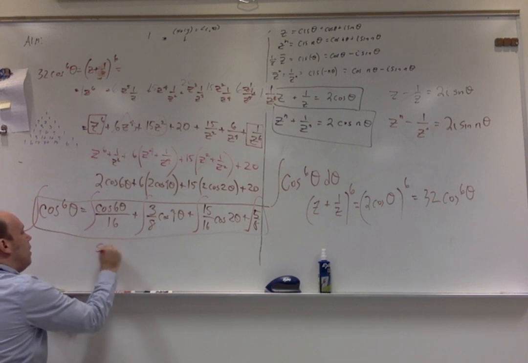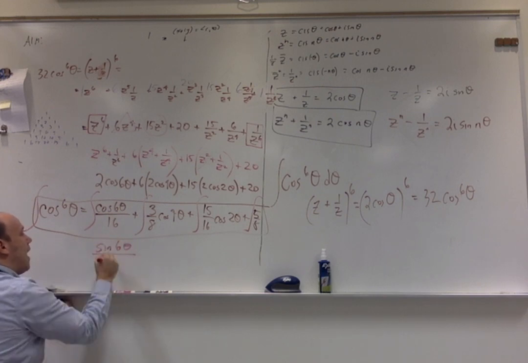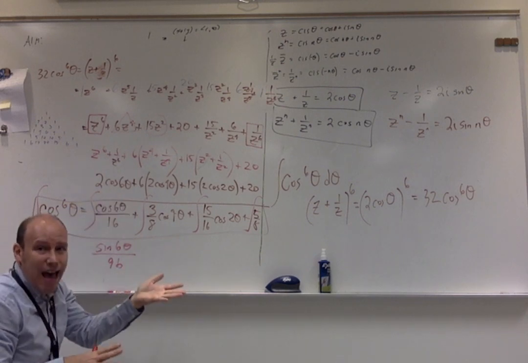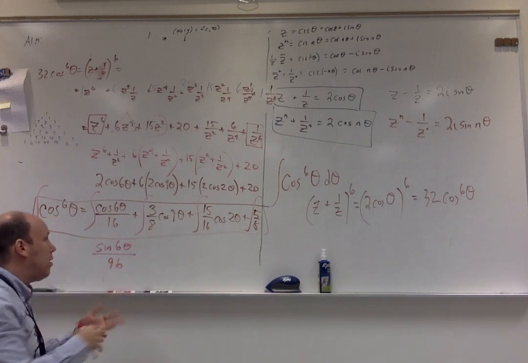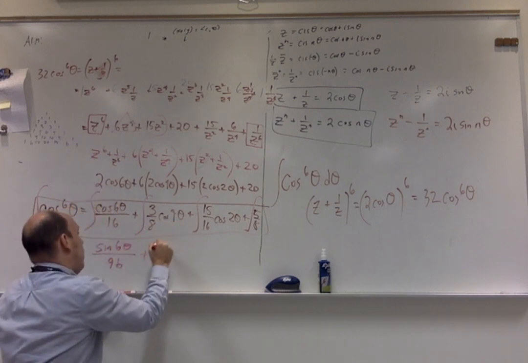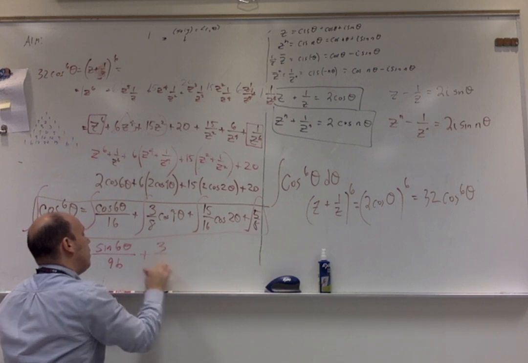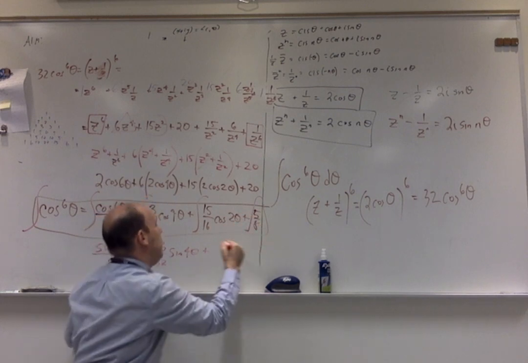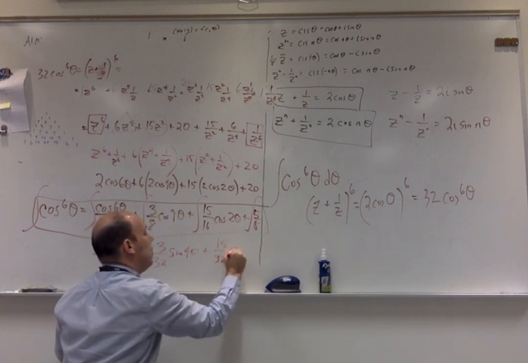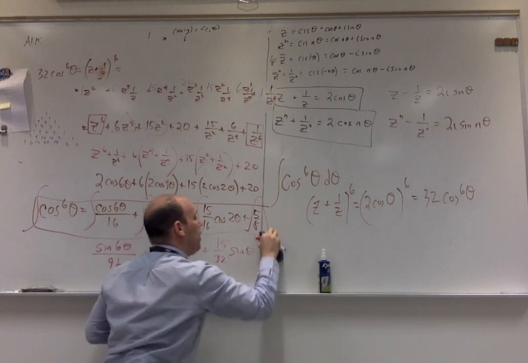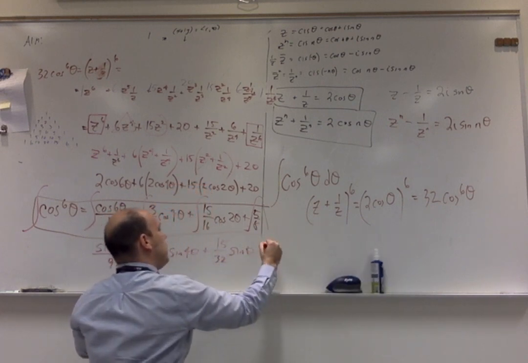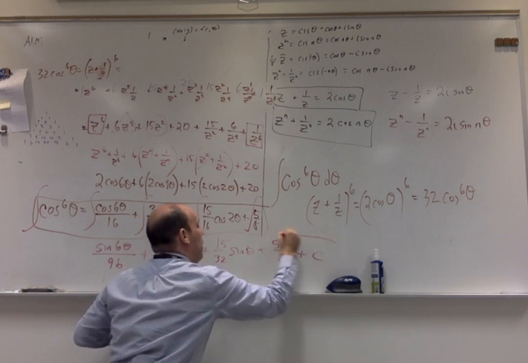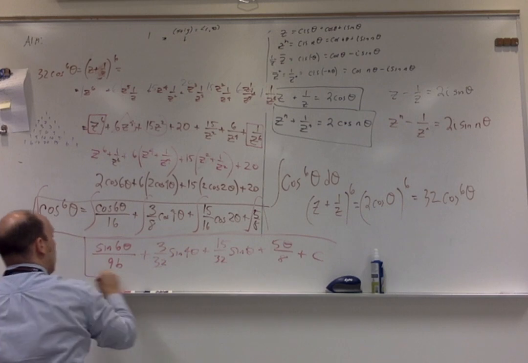What's the integral of this? This is sine 6 theta over 96, because you know the substitution: u equals 6x, and then the 6 would come to the denominator. Once again, 3 over 32 sine of 4 theta, plus 15 over 32 sine 2 theta, plus 5 theta over 8 plus C. And that's how you do this.